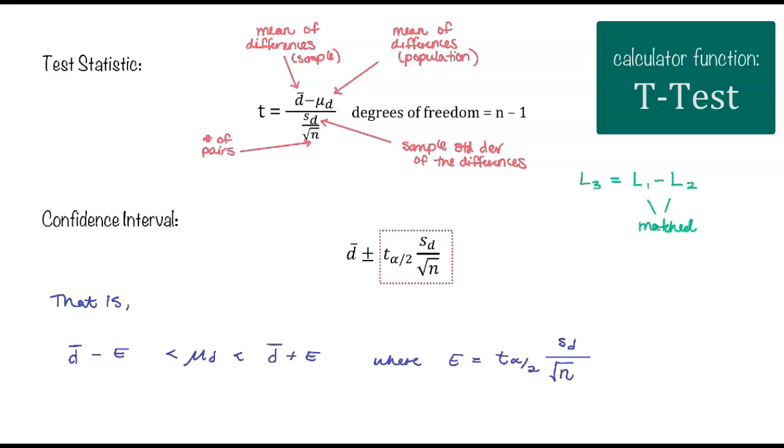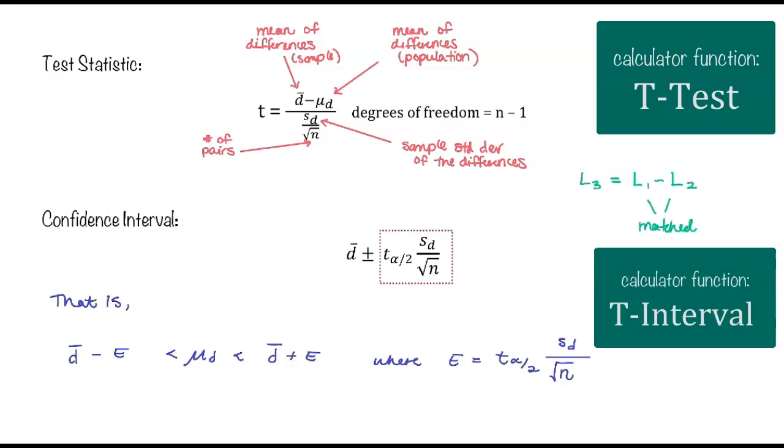We can also use our calculator to find this confidence interval. The calculator function we'll need is called T-Interval. And again, we will need to put our values into lists and construct a third list defined to be the difference of the other two.